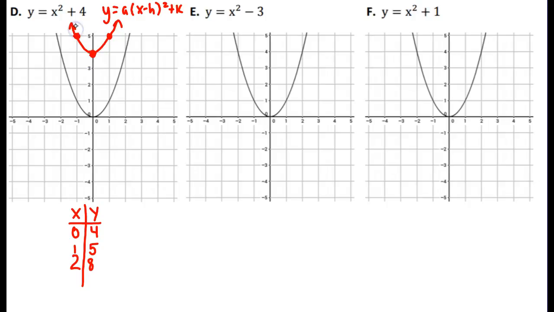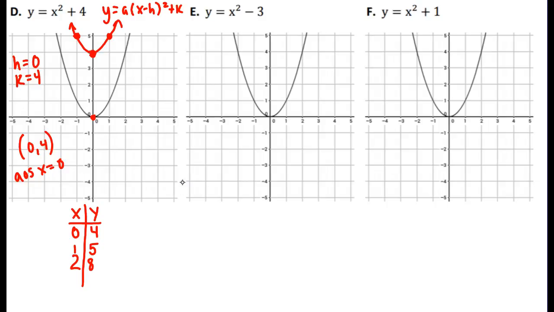And notice what happened here. From my original vertex, my vertex has now shifted up 4 units. Again, if I talk about my h value, there is no h value. My k value is 4, so my vertex is 0, 4. Axis of symmetry is your h value, so axis of symmetry is going to be x equals 0.